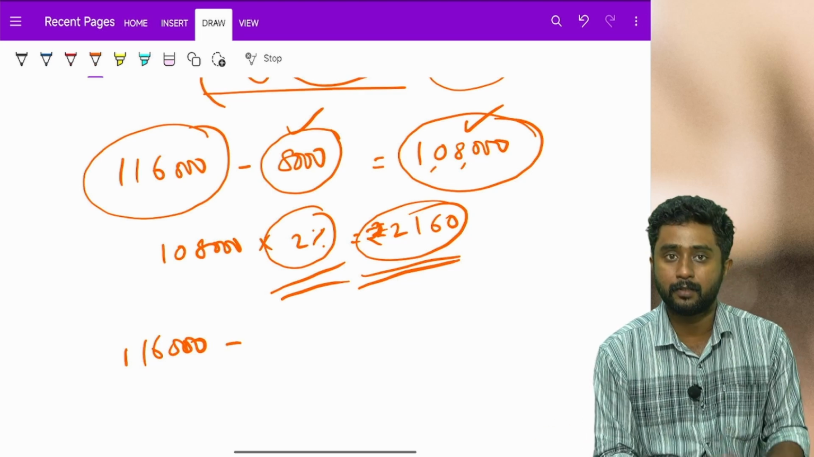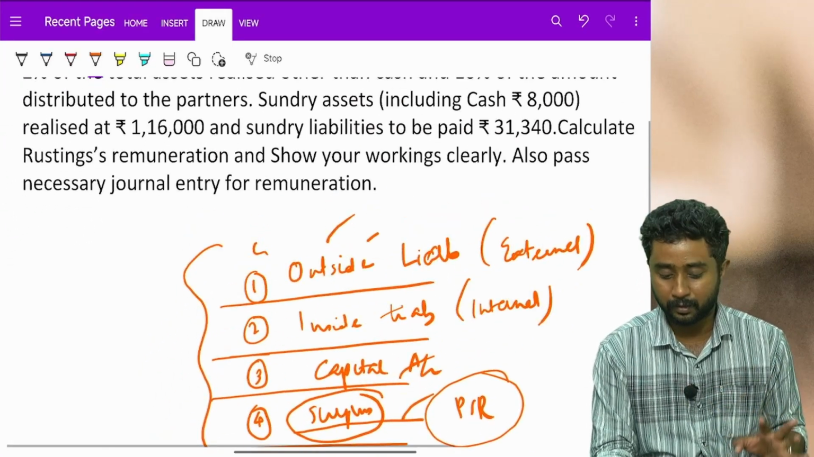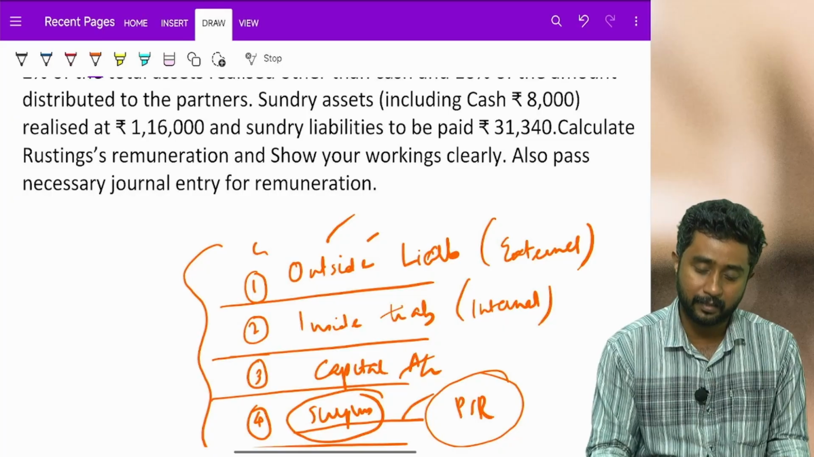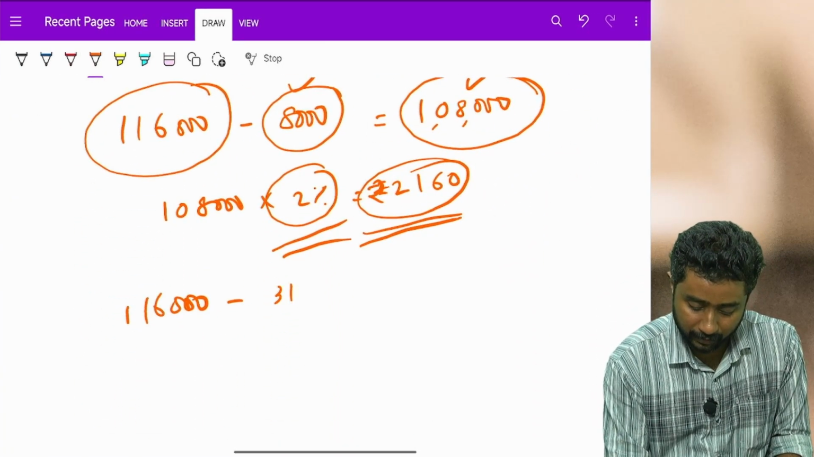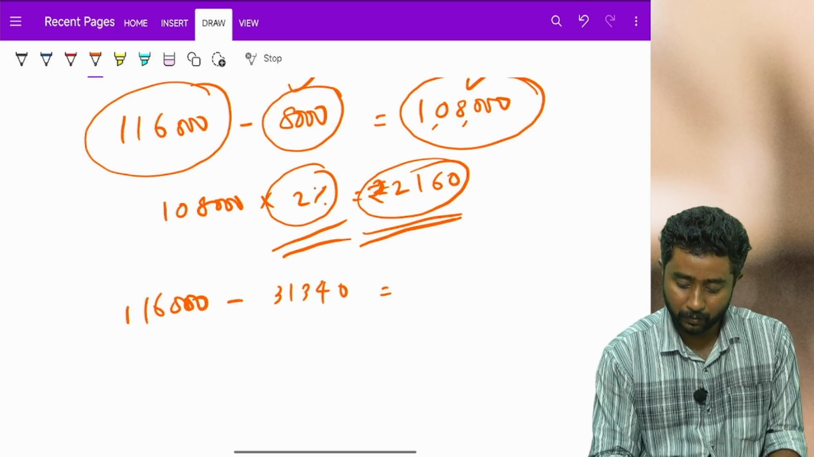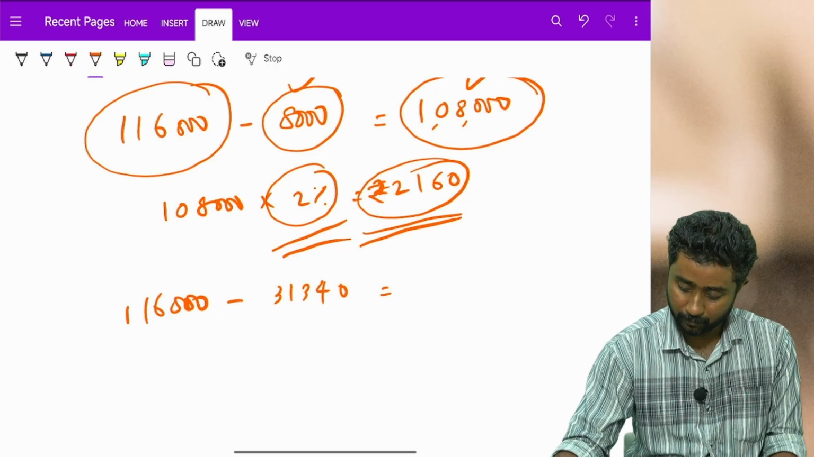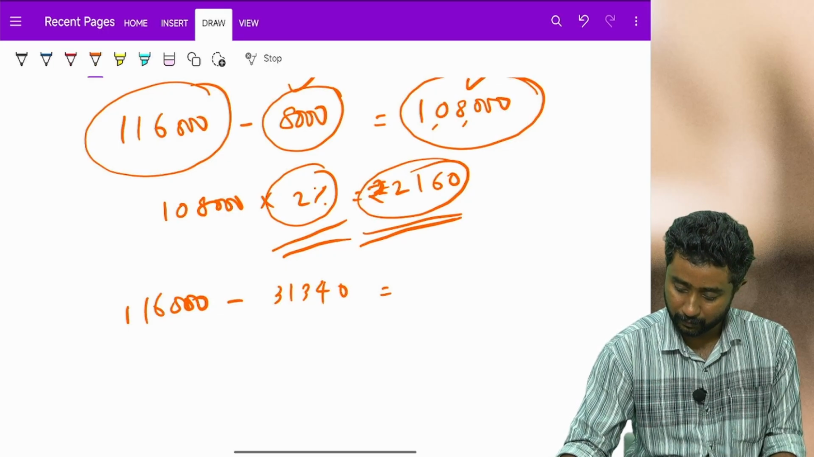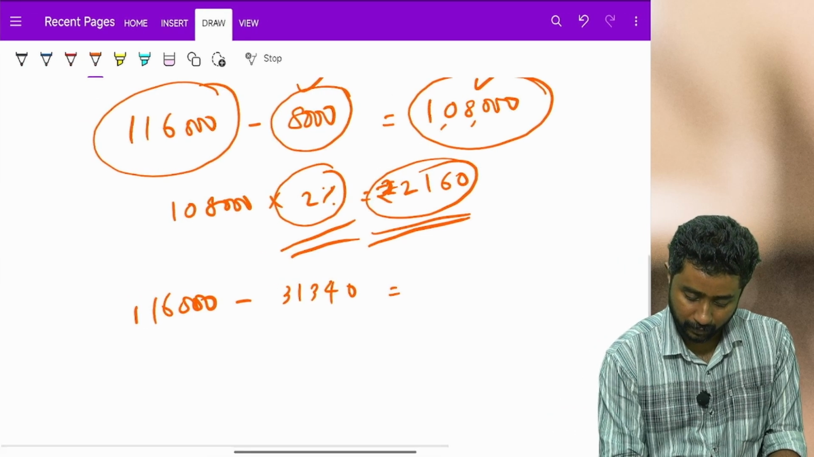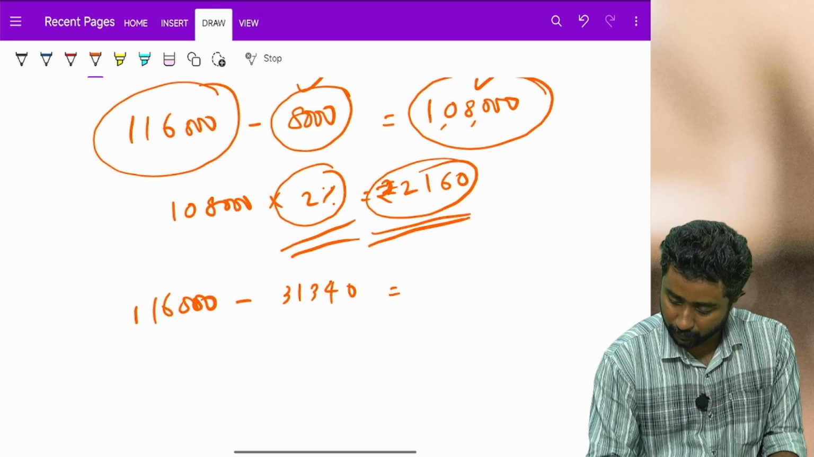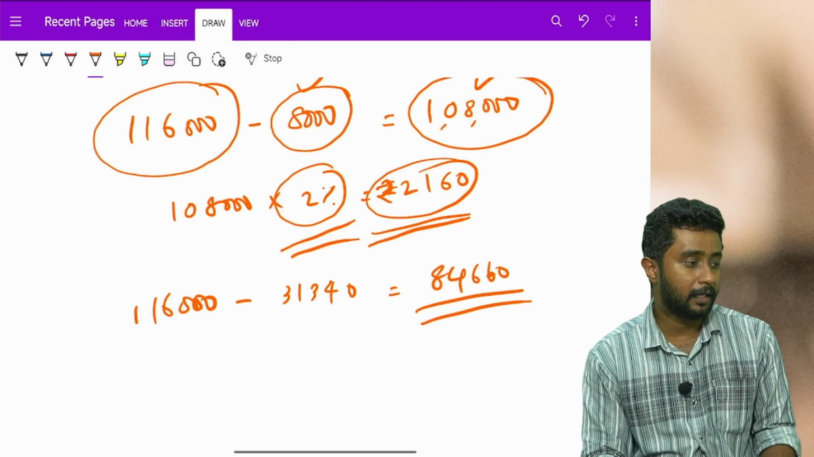This 1,16,000 is used for what? Used for first paying all the liabilities, whether external, internal, whatever it is. Here it is mentioned sundry liability, totally 31,340 liabilities are there. So when you remove it, 1,16,000 minus 31,340, how much will come? I'm just doing it quickly. So 84,660 will come.